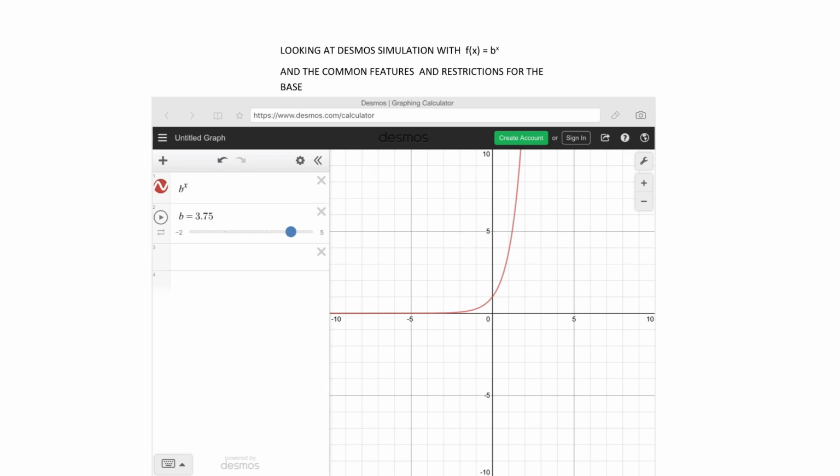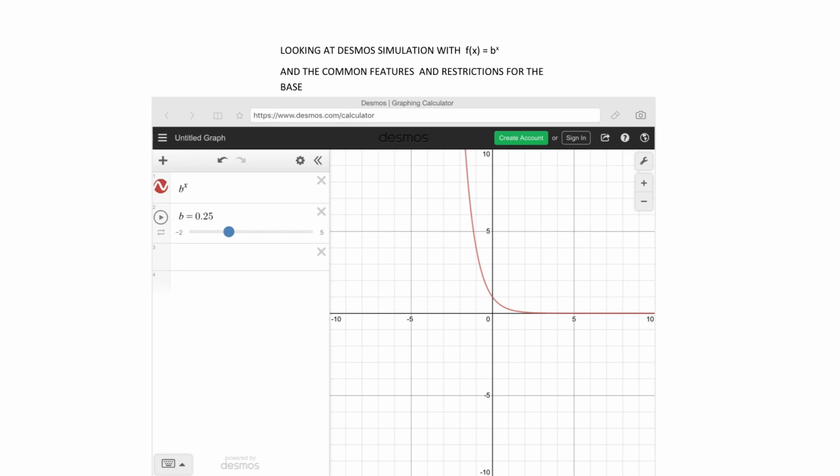So this here, the red graph is increasing. But let's go back. Let's actually go back to the flat one, and let's go a little bit below. What happens? Oh, when the base is less than 1, it's decreasing. It goes from high to low. It flattens off-ish.